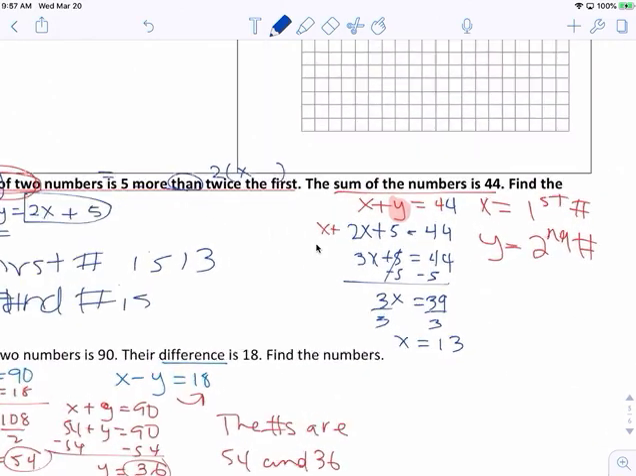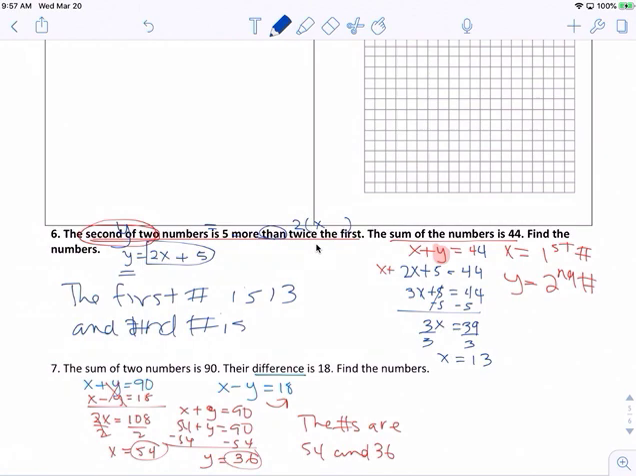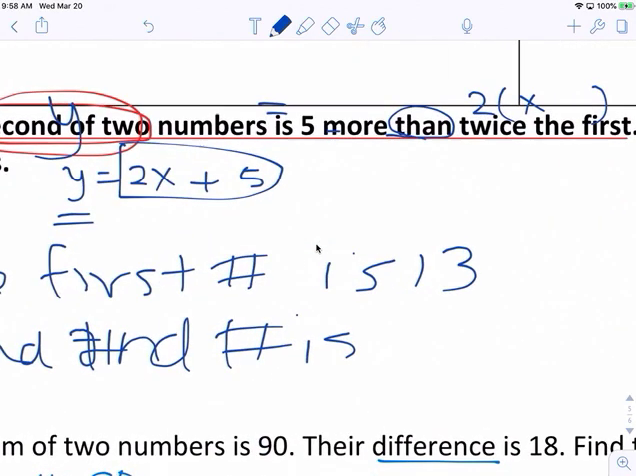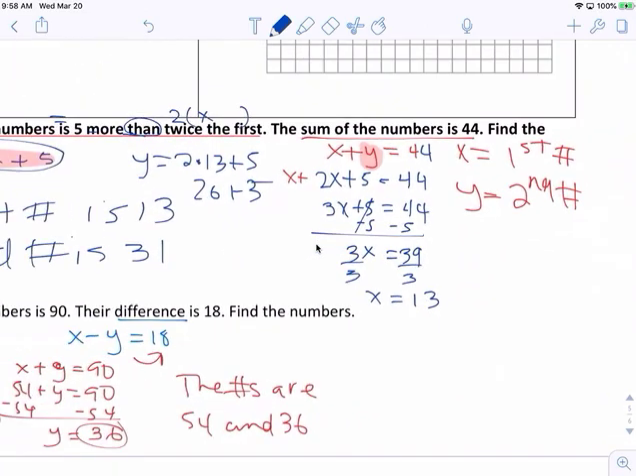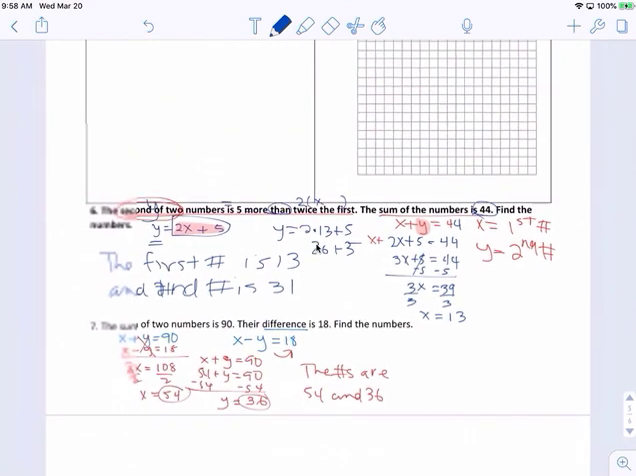is, let's see, 13 plus what makes 44? Or I can put in, this equation's easier to put in. 2 times 13 plus 5, that's my second number. That's 26 plus 5, 31. The second number is 31. Add it together, we get 44, which is right here. Okay.